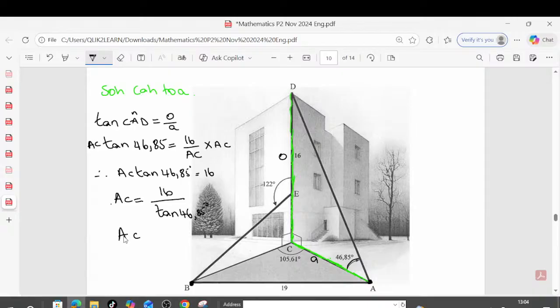Okay, so on my side, when I put this on the calculator, 16 over tan 46.85, I have my answer as 14 point something. I'm just going to try to round this off. This will be 14.90. I'm not sure, but we are working with the weight.